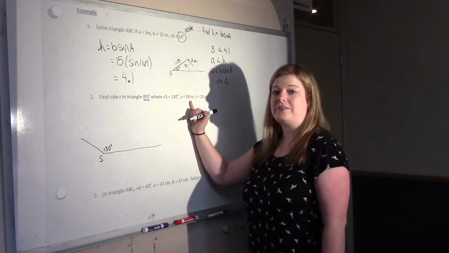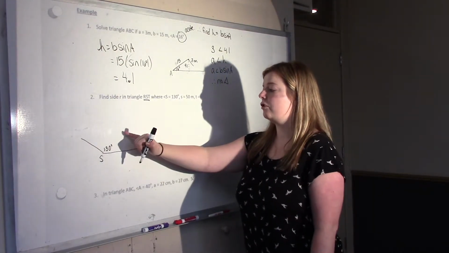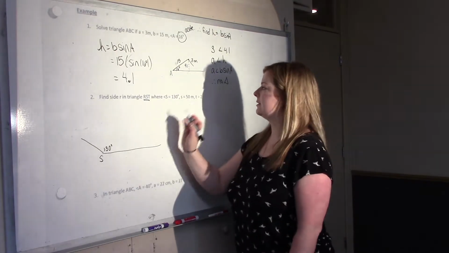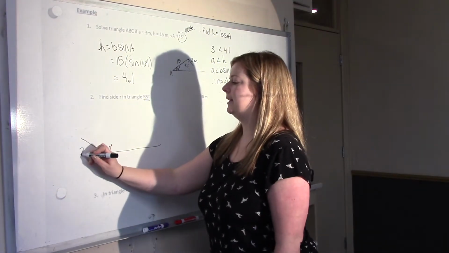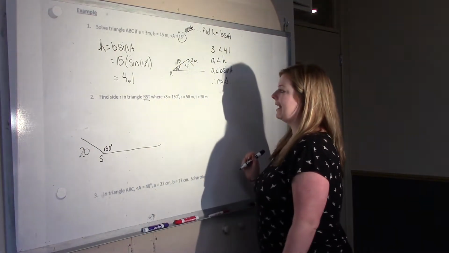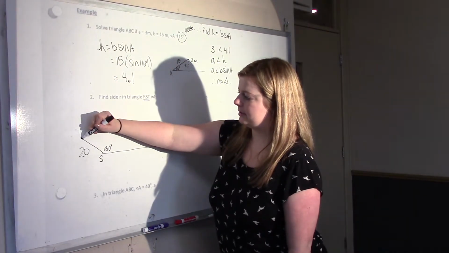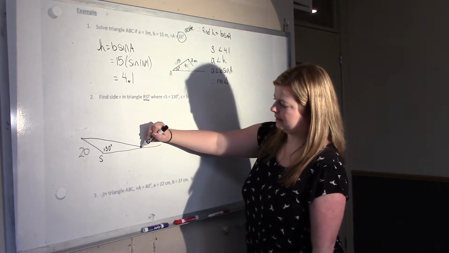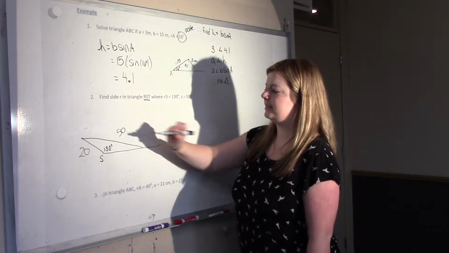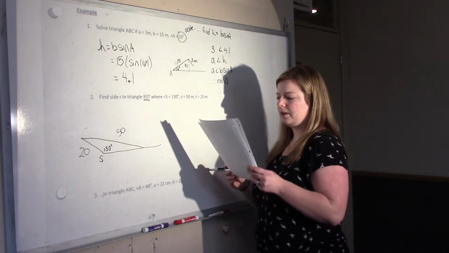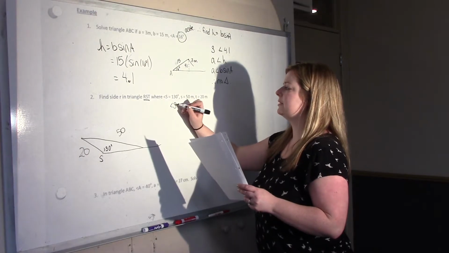Okay, and this side length here is 20. I can't use 50, because remember the 50 has to be across from S. So this is going to be the T value, so that's 20. And then it's saying that S is 50 long. So my S here then is 50. So we have to see if this is possible. So angle S is obtuse.